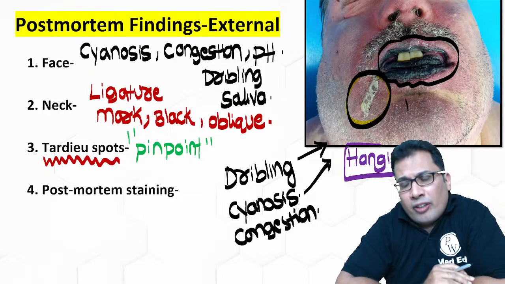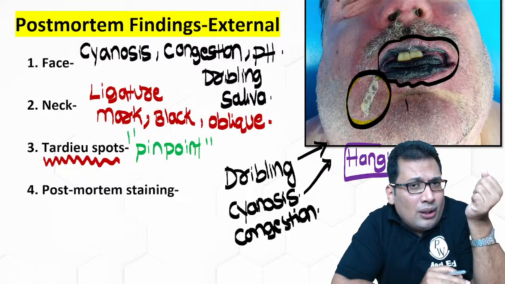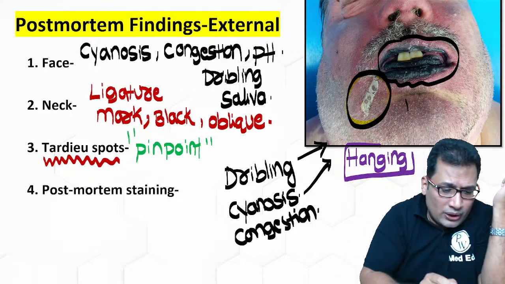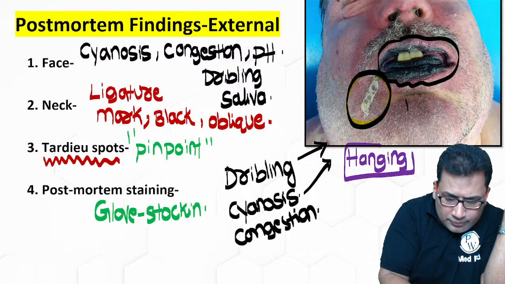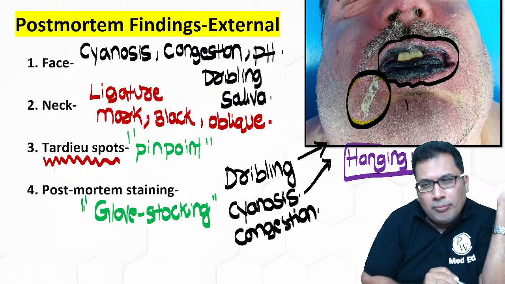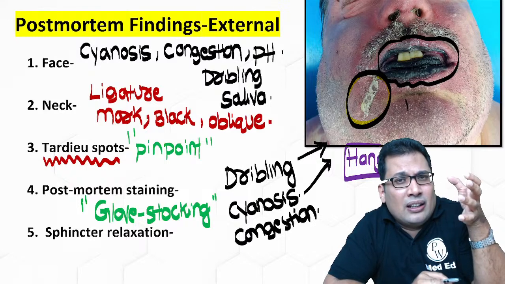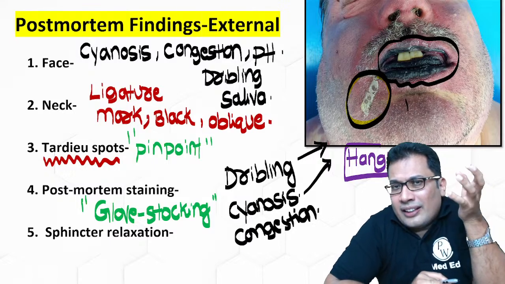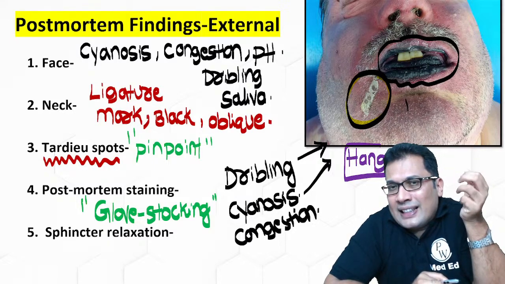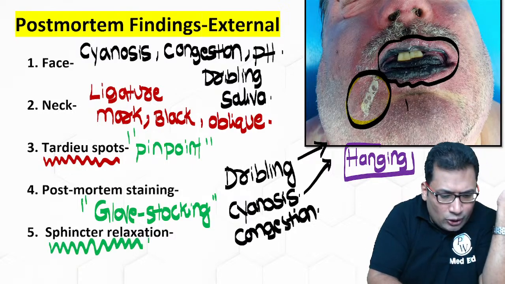Then there can be postmortem staining. They are usually seen over the lower part of the upper limb and lower part of the lower limb. That is known as glove and stocking postmortem staining. And the last one, there can be a sphincter relaxation. Because of that, there can be involuntary expulsion of the feces or the urine, or there can be seminal discharge. So these are 5 important findings you need to mention in the exam.